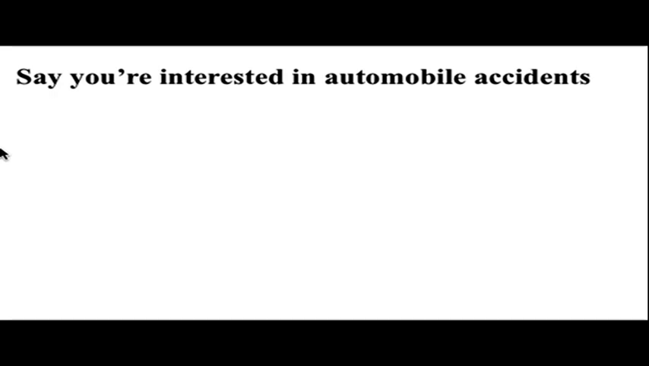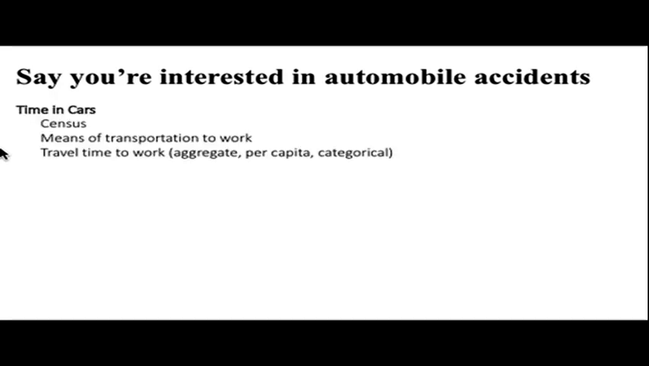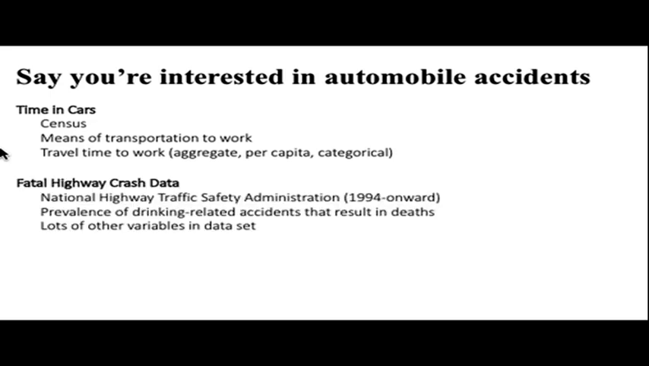Yeah, totally. Police department, stuff like DUIs. So what about time in cars, right? If you want some sort of denominator, like how many times do people crash compared to how long they spend in the car? So the census has some stuff on that. You can look at how people get to work, how long it takes them to get to work. You can also look at fatal highway crash data. So whenever there's a car crash that someone dies, they do a big report on it. So you could scroll through some of that.